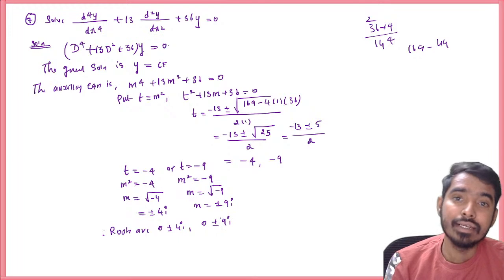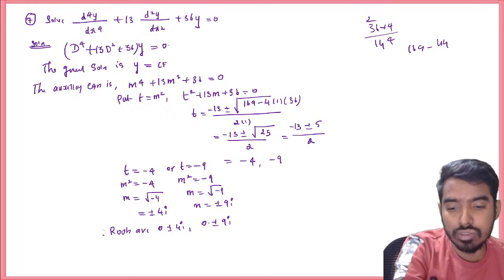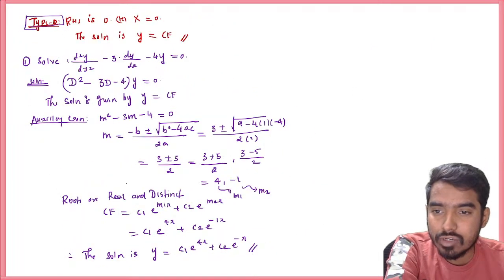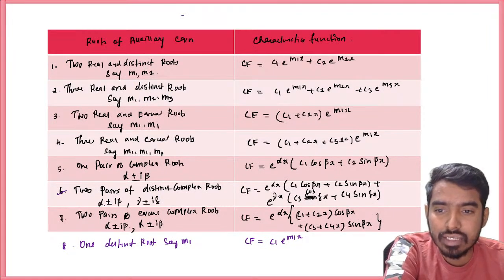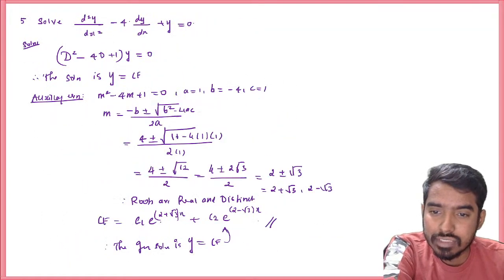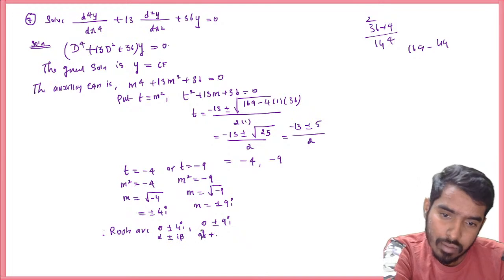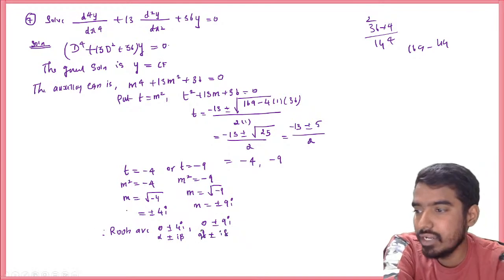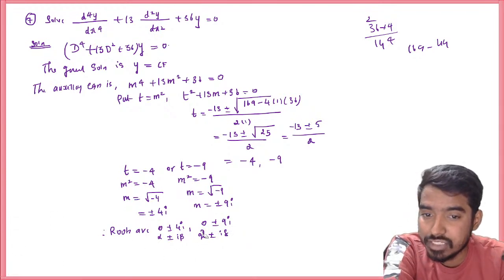So 0 plus 4i, 0 minus 4i. Both are two distinct complex roots, right? It falls under the case of two pairs of distinct complex roots. Here alpha is 0, gamma is 0 in our case, right? So you just compare this with alpha plus or minus i beta, gamma plus or minus i delta, right? So in that case, what will be your characteristic function?